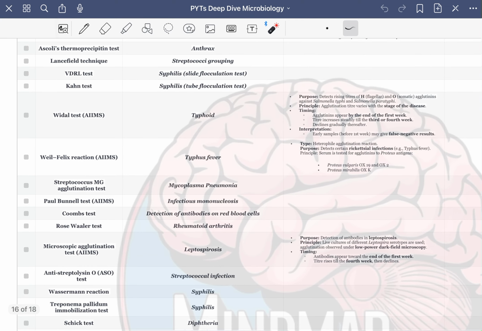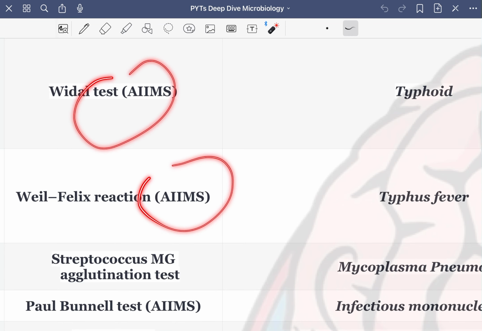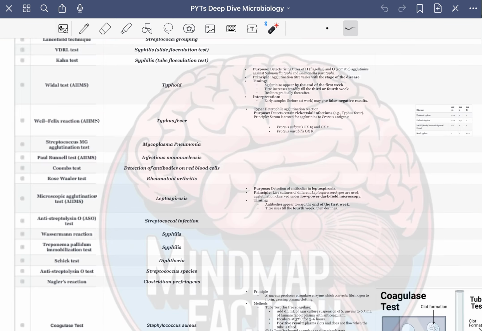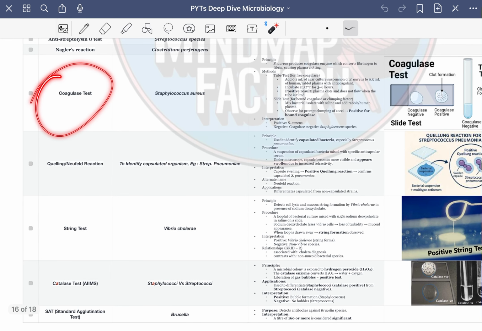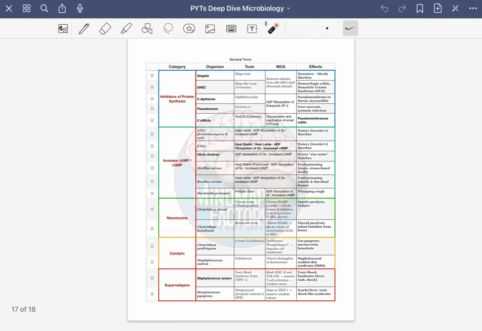Similarly for Weil-Felix and where they have been asked, we have mentioned it is asked in AIIMS. All right. Basically, INICET Paul Bunnell test, infectious mononucleosis. This has also been asked. So there it is. Coagulase test, the images, and lastly there is this, which I have also provided on my Instagram as a free note, but we have also added it here. Basically, what is the mechanism or different category of bacterial toxins, what are the organisms, what is the toxin, how does it act, and what are the different effects.